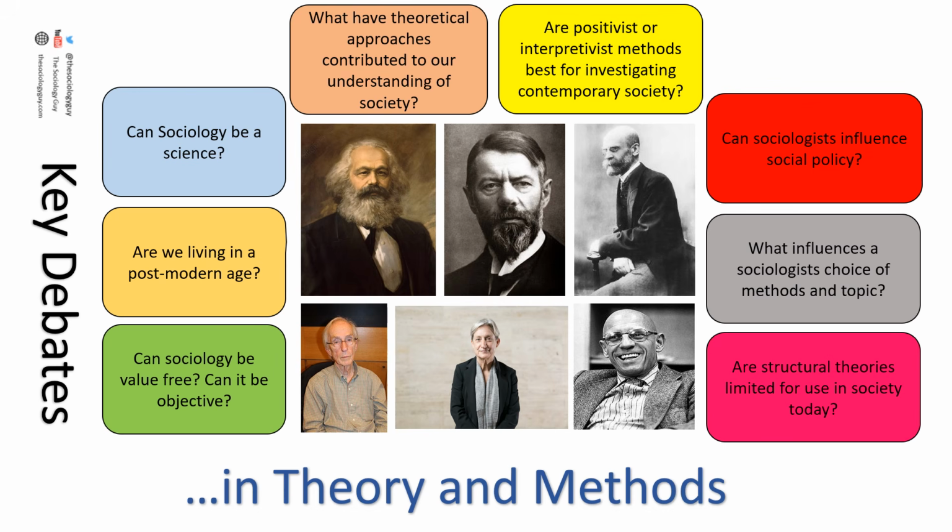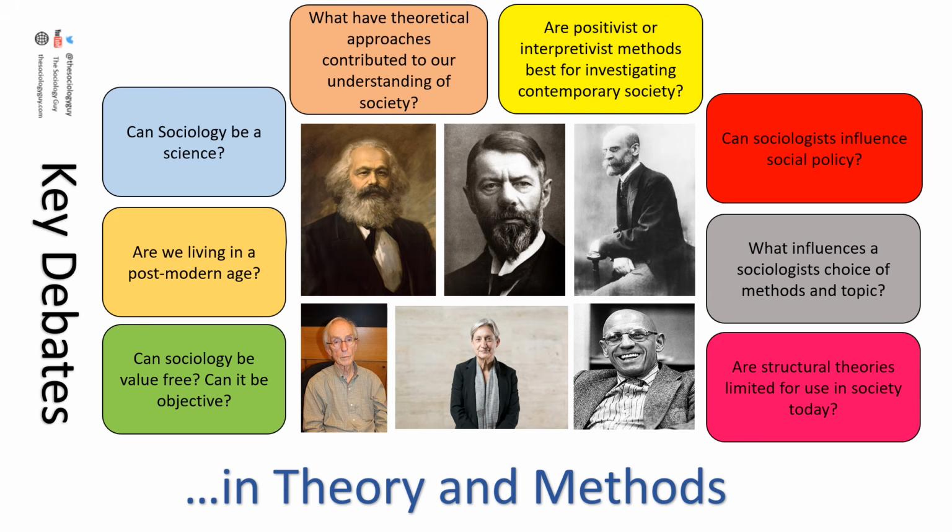What influenced a sociologist's choice of methods and topic? When this came up on the old specification, this was a very confusingly worded question, which took 3 or 4 looks before it told you what it was wanting. Essentially, it was asking you, why do Marxists prefer this method? Why do functionalists prefer this method? Why did Marxists pick certain topics? Are structural theories limited for use in society today? I think that's quite a nice question to ask, and it's very much more in line with this contemporary feel to the new specification.